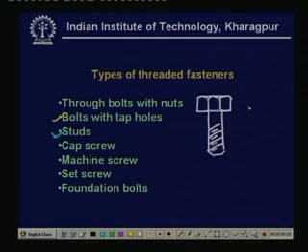Now, there are different kinds of head. One kind of head is the hexagonal head, where this is the head shape and this is the cross section of this head. So, this is hexagonal. Then sometimes we have heads of a different kind.